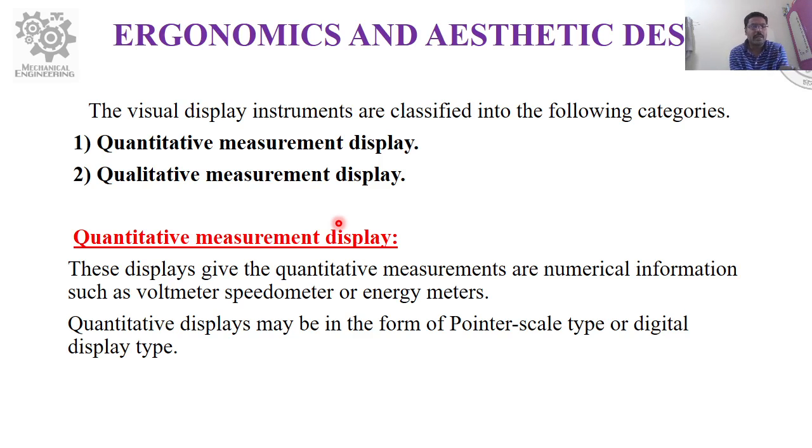So what are qualitative and quantitative measurement displays? First, quantitative measurement displays. These displays give quantitative measurements or numerical information, such as a voltmeter, speedometer or energy meter. This gives only numerical information. Quantitative measurement displays may be in the form of pointer, scale type or a digital display type, which is also used in these quantitative display instruments.